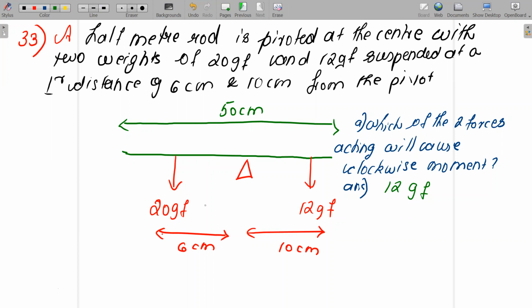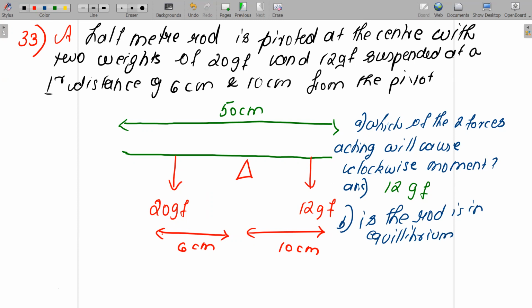Wait. I'll give one more question, then you'll answer. Is the rod in equilibrium? That also you should check. Is the rod in equilibrium?